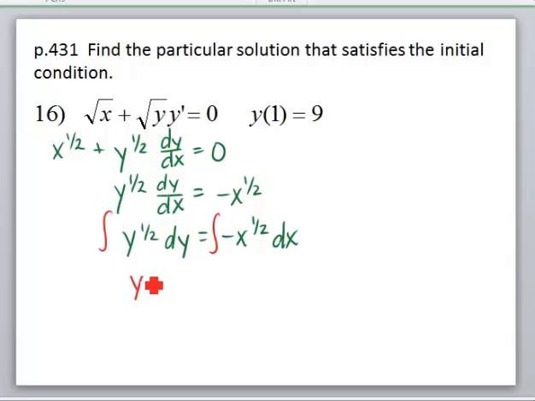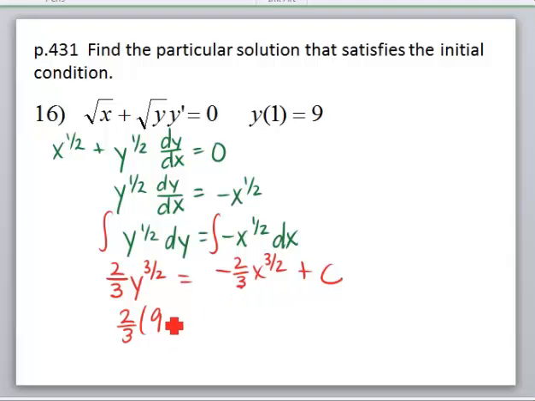So then I'm getting y to the 3/2 over 3/2, which really makes it 2/3 out front, equals negative x to the 3/2 over 3/2, which really makes it 2/3 out front, plus c. Plug in this condition, 2/3 times 9 to the 3/2 equals negative 2/3, 1 to the 3/2 plus c. I will not get this finished in this video, so I'll pick this up in the next video.